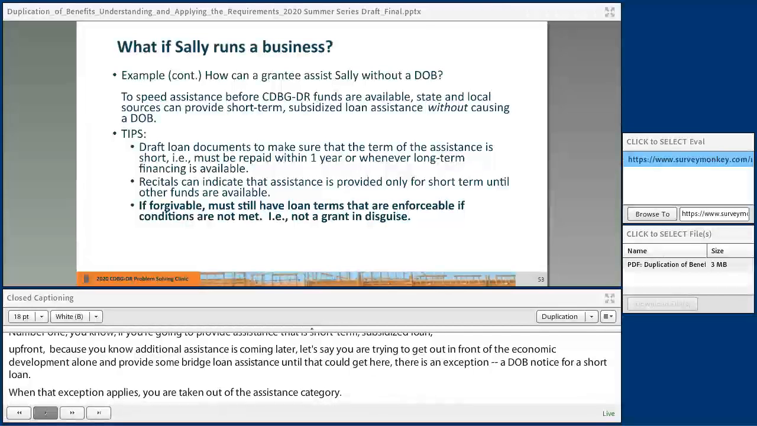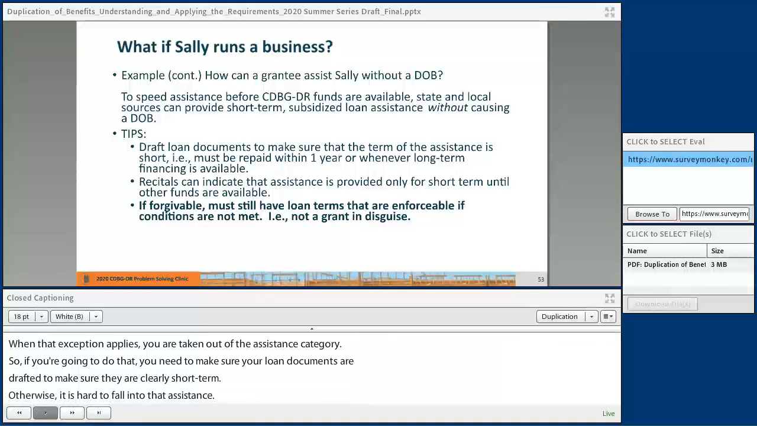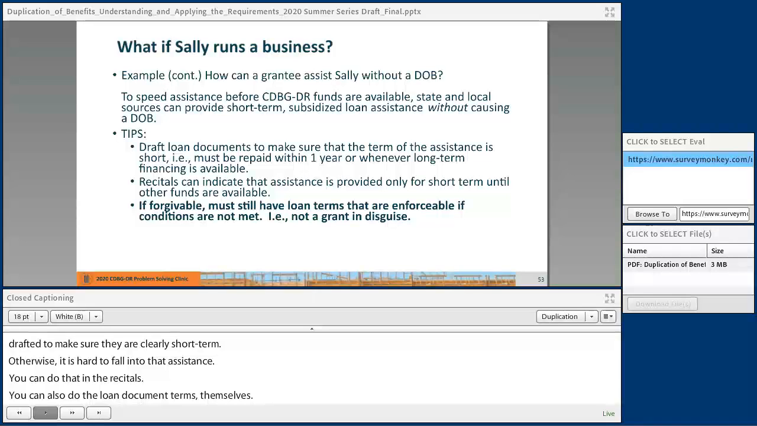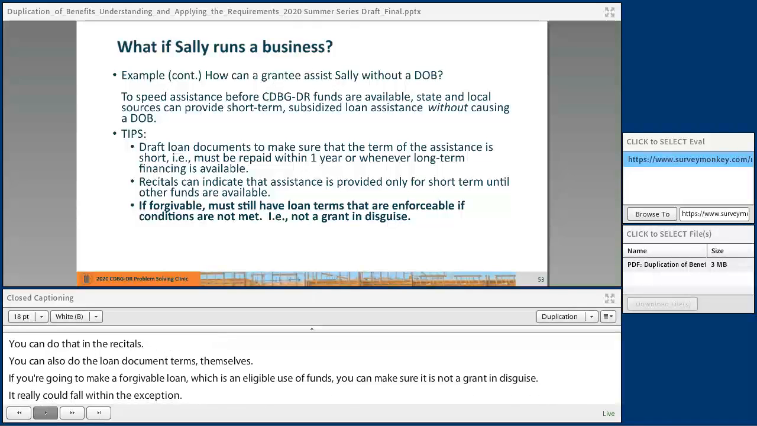If you were going to make a forgivable loan, which is an eligible use of funds, you have to make sure that it isn't a grant in disguise. To fall within the exception, it has to have some loan terms that are enforceable if conditions are not met, i.e., if they don't meet those conditions, the loan is not forgivable.